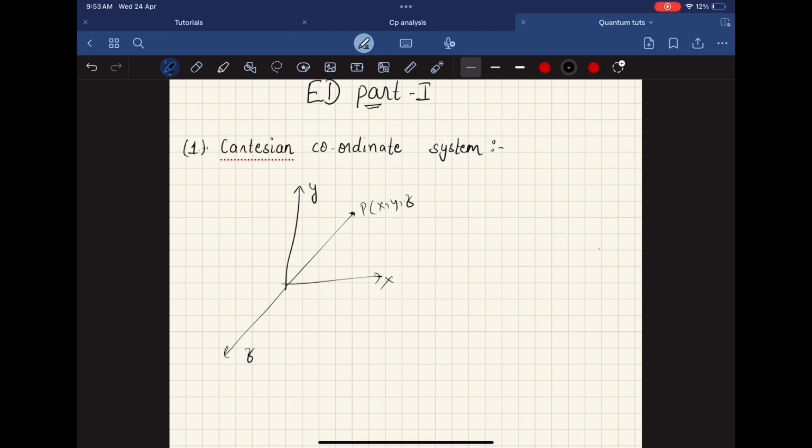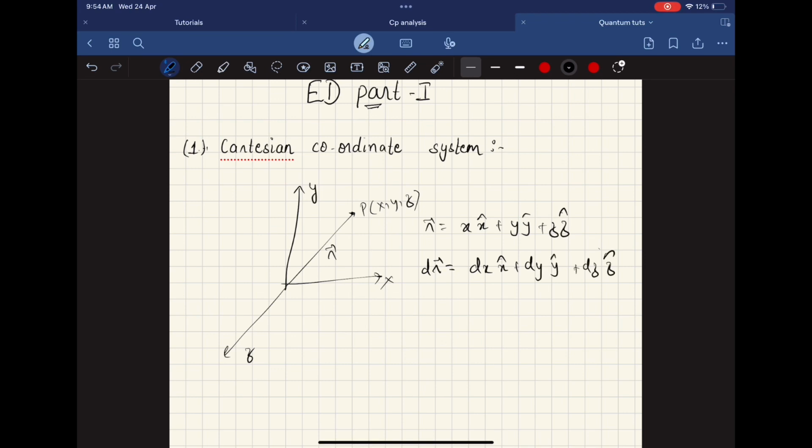So this is, suppose, the r vector. Then the r vector is x x-cap plus y y-cap plus z z-cap. So dr vector is dx x-cap plus dy y-cap plus dz z-cap.